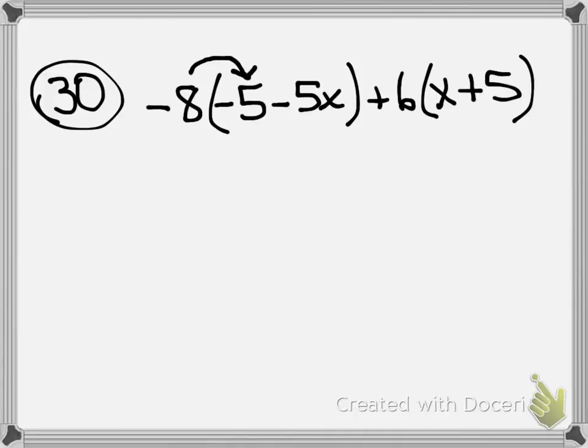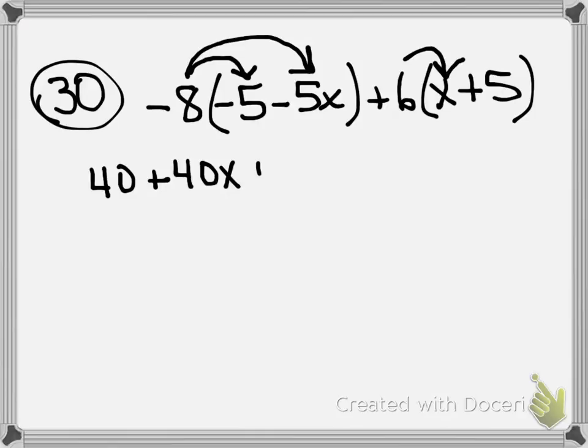So negative 8 times negative 5 is positive 40. I also have to distribute that negative 8 to the negative 5x. Negative 8 times negative 5x is positive 40x. Now let's go to the second piece, which is a second distributive. 6 times x is positive 6x, and 6 times 5 is positive 30.